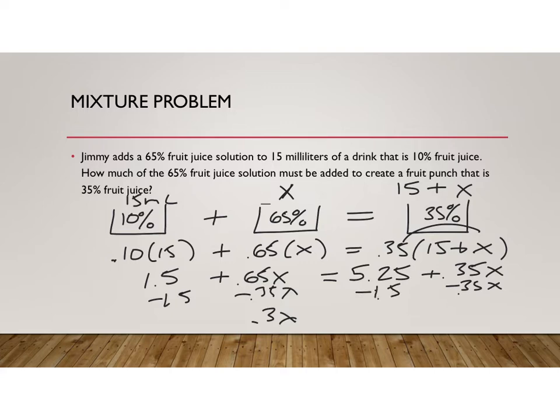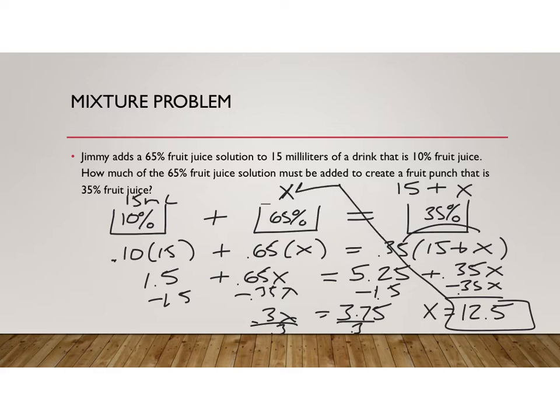Bear with me here a second. That gives me 3.75. And then dividing that by 0.3 gives you 12 and a half. So that's our x. That is the amount of 65% solution that would be added to the original 10% solution.